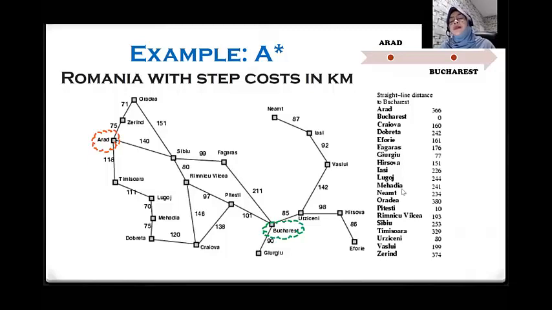Let's see an example of the A-star algorithm. These are the cities in Romania, and these are the distances between cities. For example, the distance from Arad to Bucharest is 366, from Arad to Zerind is 161, and so forth. The task is: what is the shortest distance to travel from Arad to Bucharest? Arad to Bucharest, what is the optimum traveling distance?